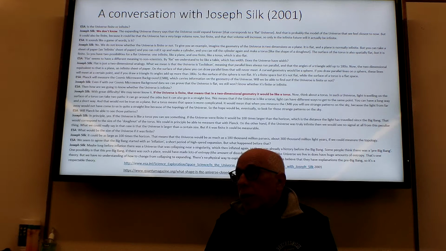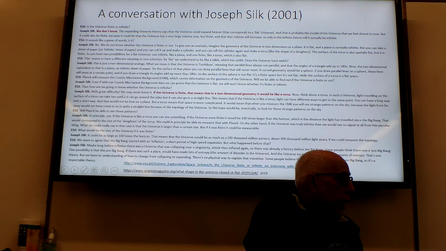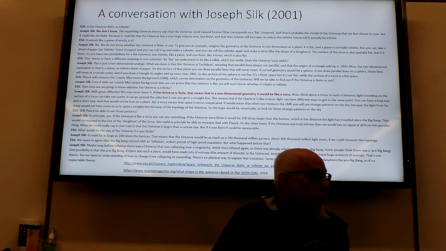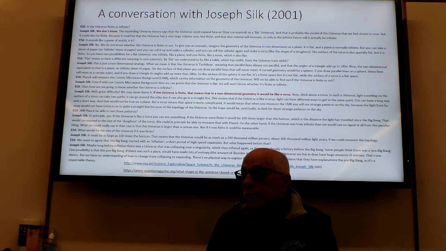And he said, we don't know. And then I highlighted in red, he said, if the universe is finite, then it's a two-dimensional geometry, something like a torus. So now we're well into the issue of what are the unresolved questions in cosmology. The actual geometry of the universe, we think, is flat, but the shape is open to dispute. And is the universe finite or infinite in size? We don't know.